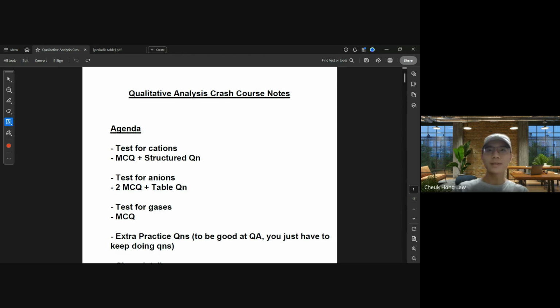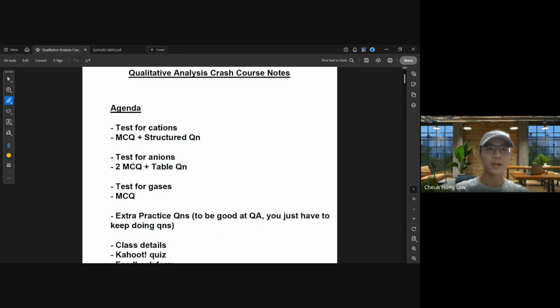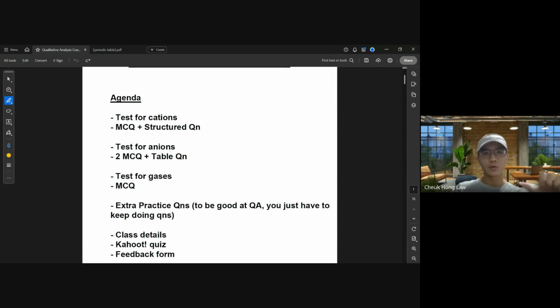Right, so today's crash course is on qualitative analysis. Our agenda today is to go through the test for cations. Then there will be MCQ and structured questions for you to try. Then the test for anions, and then again there will be questions and test for gases. Okay, so just three things: test for cations, test for anions, and test for gases.